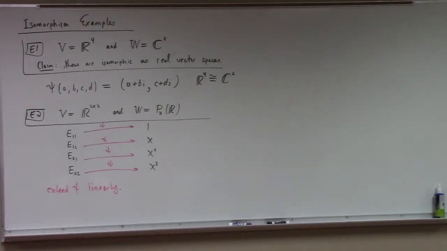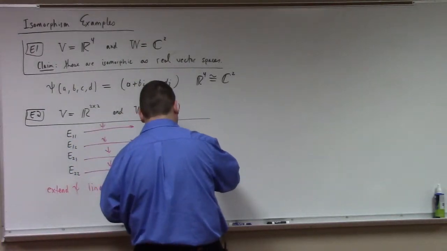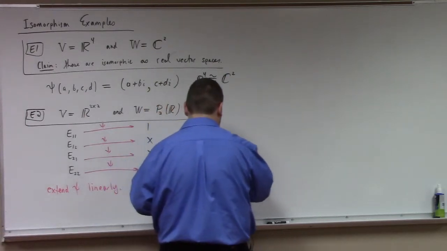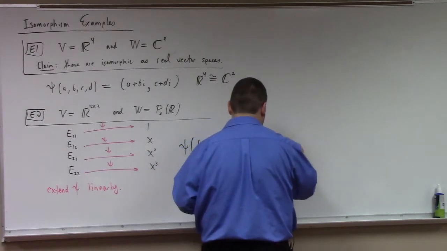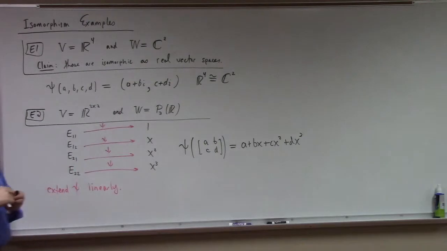You're like, I'd rather write a formula. Fine, me too, in this case. The formula is easy enough to write here, right? Because the formula is just this. A, B, C, D maps to a plus bx plus cx squared plus dx cubed. There you go. This is a bijection which is linear. It is an isomorphism between 2 by 2 real matrices and cubic polynomials.